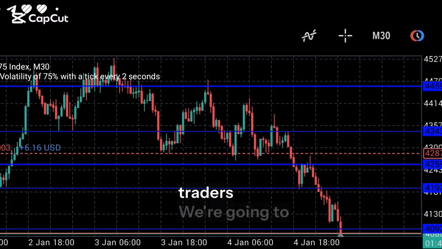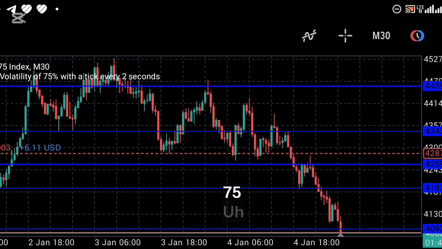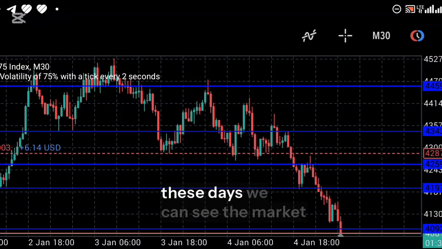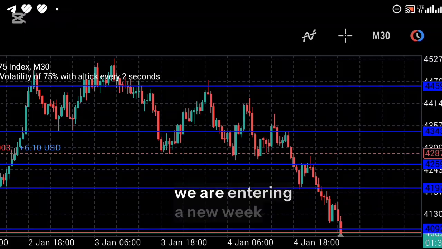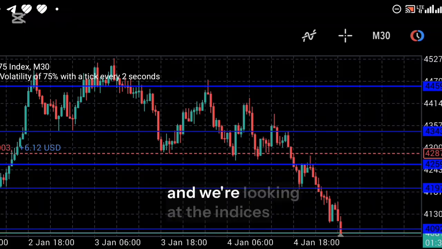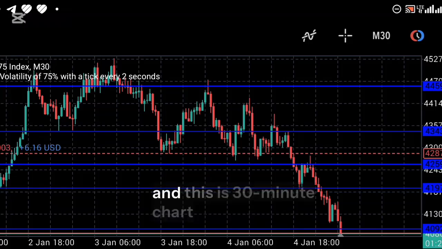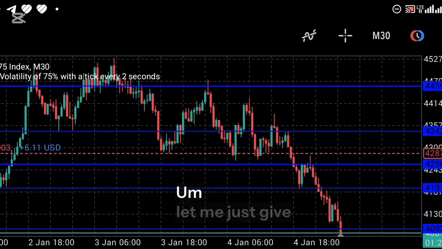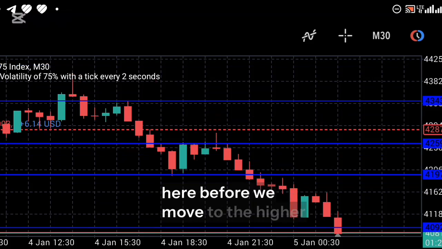Okay, hello traders. We're going to be looking at this Volatility 75. These days we can see the market is opening, and we are entering a new week. We're looking at the indices charts, Volatility 75, and this is the 30-minute chart. Let me give you a little bit of a breakdown here before we move to the higher time.